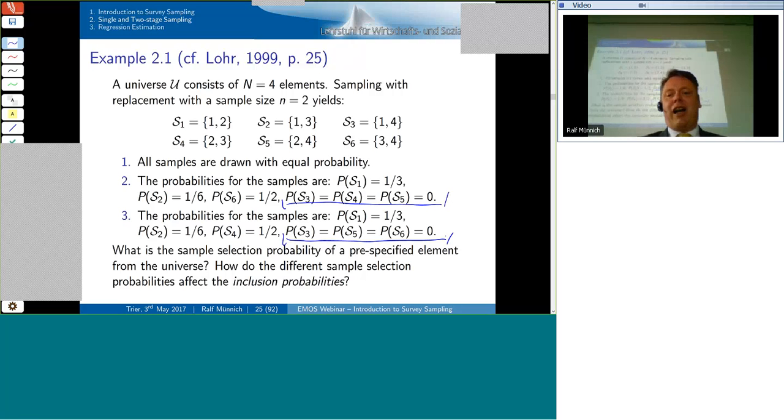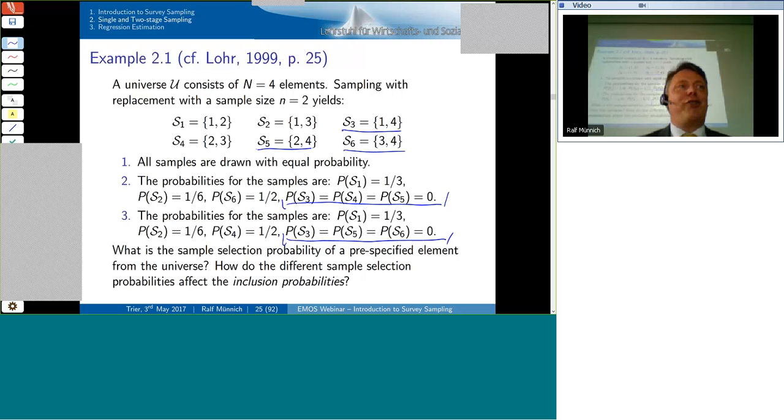Well, it needs a little bit of time to see that, but if you look at the samples 3, 5, and 6, we have these 3. And unfortunately, all samples that include the element 4 are dropped. So element 4 cannot be sampled anymore. That means for us immediately, this sampling scheme is not so good.